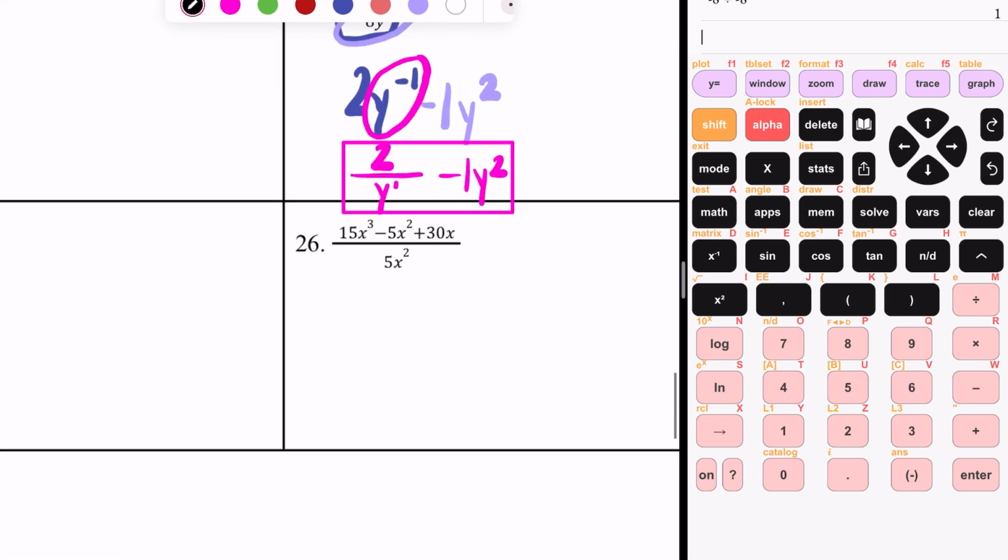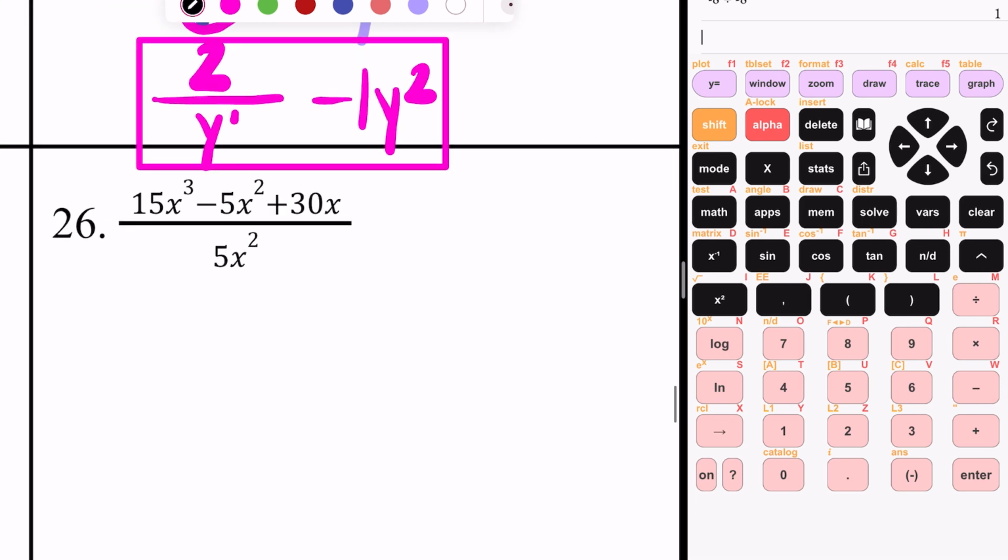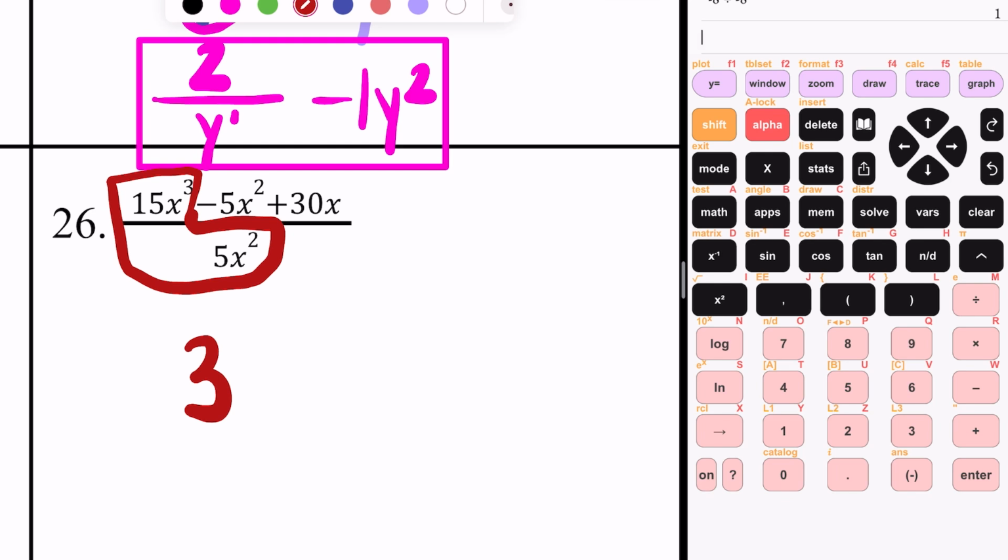And let's look at this question. This is a polynomial being divided by a monomial. 15x to the third divided by 5x squared. 15 divided by 5 is 3. X to the third divided by x squared, you subtract 3 minus 2, which gives us 1. Then negative 5x squared divided by 5x squared. Negative 5 divided by 5 is negative 1. X squared divided by x squared would leave us with nothing.